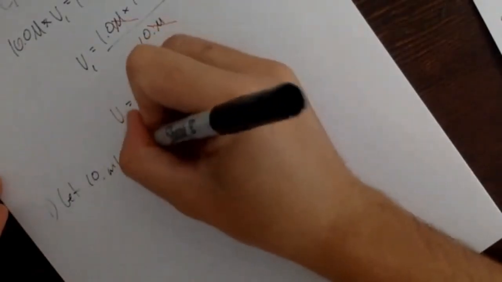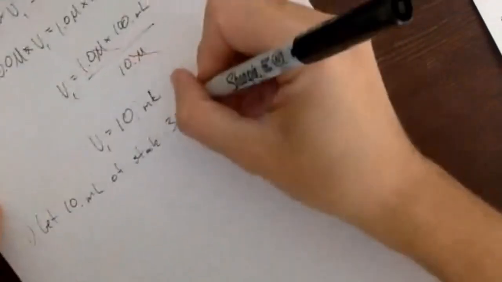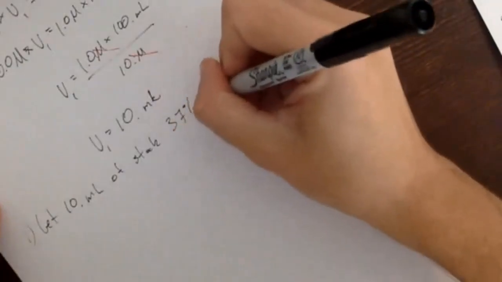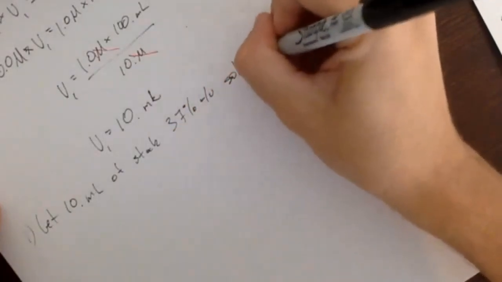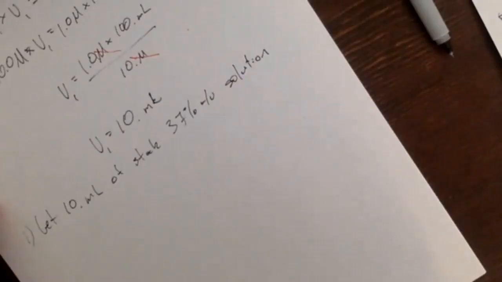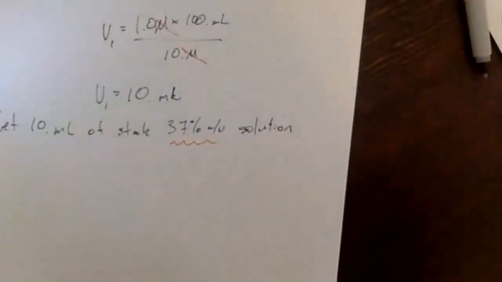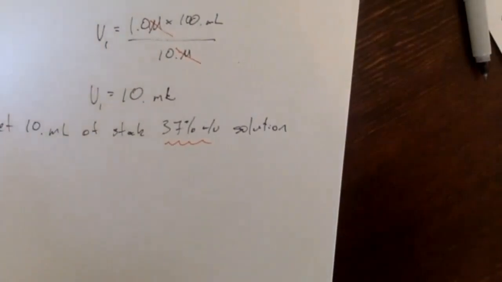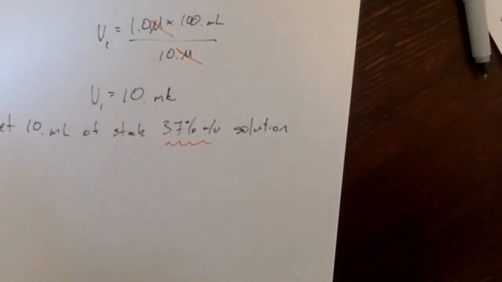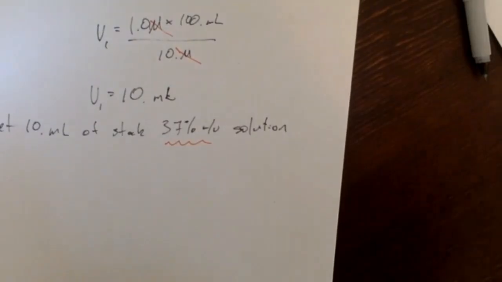So step 1, get 10 milliliters of your stock, 37% weight by volume solution. And you'll notice I'm using the original concentration, the label, because that's what's on the label, right? So you're giving instructions to someone else, potentially, in this recipe, and you want to give them what the name on the bottle should be.